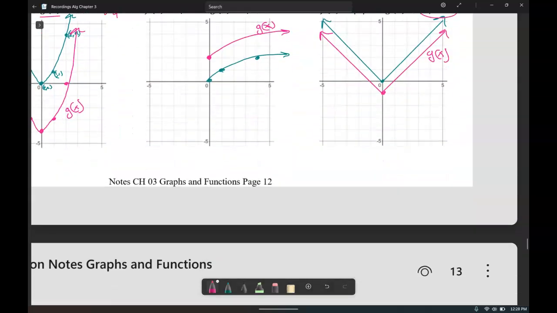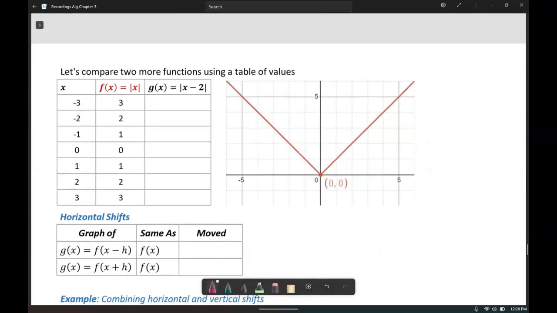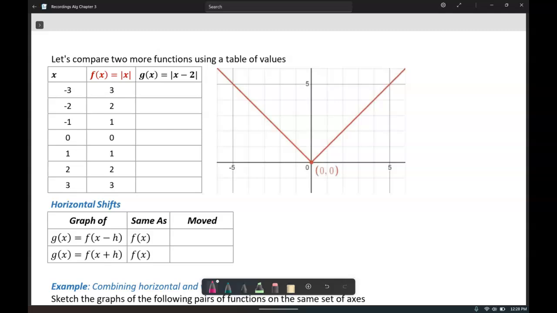Let's look at another type of transformation by comparing these functions using a table of values. So notice now how that addition or subtraction is inside of our grouping symbol.